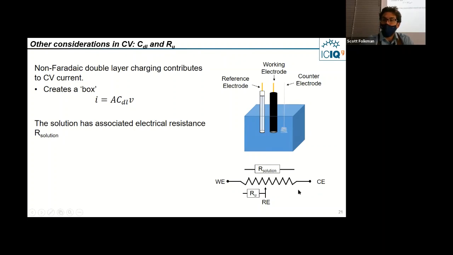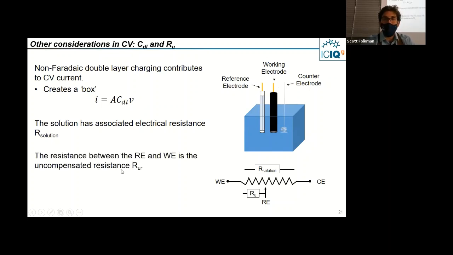A bulk of the solution resistance is accounted for by having these close in physical proximity to one another. So if you're doing an experiment, you want your working electrode and reference electrode to be as near each other as possible. And yet still there is some resistance between the working electrode and the reference electrode that is unaccounted for. And we call that the uncompensated solution resistance.